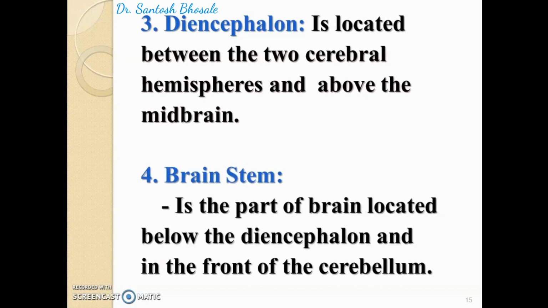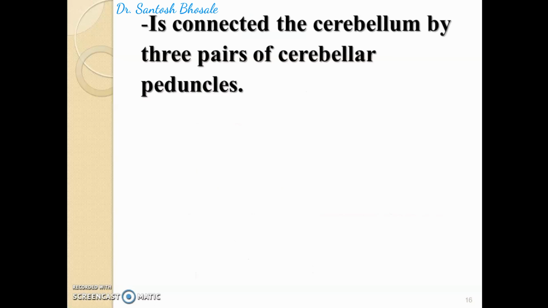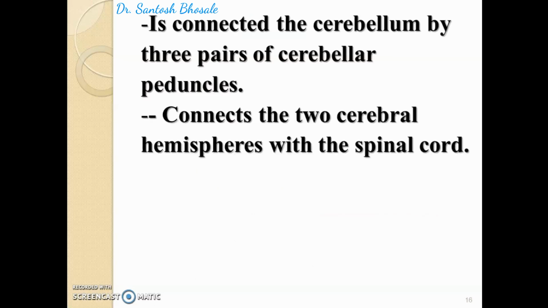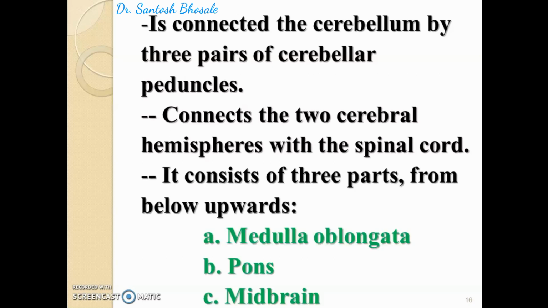And the brainstem is the part of the brain located below the diencephalon and in front of the cerebellum, present between the diencephalon and spinal cord, and is connected to the cerebellum by three pairs of cerebellar peduncles and connects the two cerebral hemispheres with the spinal cord. It consists of three parts: from below upwards, medulla oblongata, pons and midbrain. From above downwards, midbrain, pons, medulla.